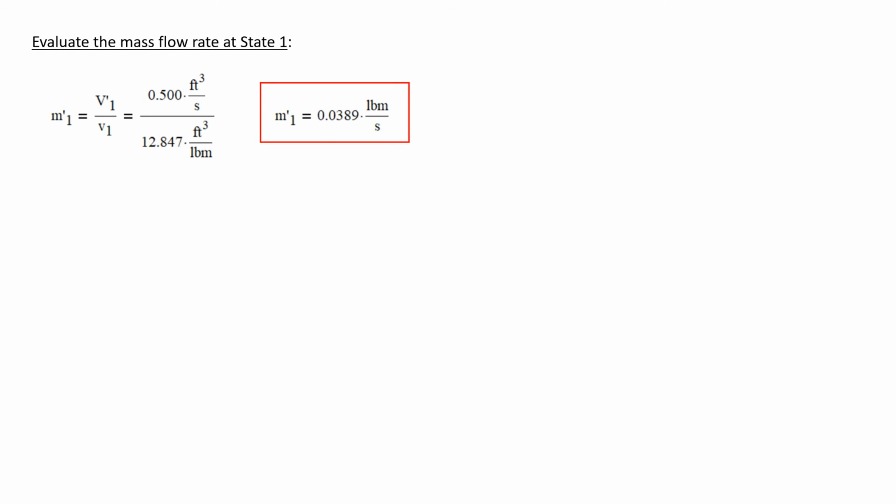Now we can evaluate the mass flow rate at the inlet. The mass flow rate at the inlet is just the volumetric flow rate divided by the specific volume. We just calculated the volumetric flow rate at 0.5 cubic feet per second, and previously we calculated the specific volume at the inlet of 12.847 cubic feet per pound mass. That gives us a mass flow rate going into our system of 0.0389 pounds mass per second.